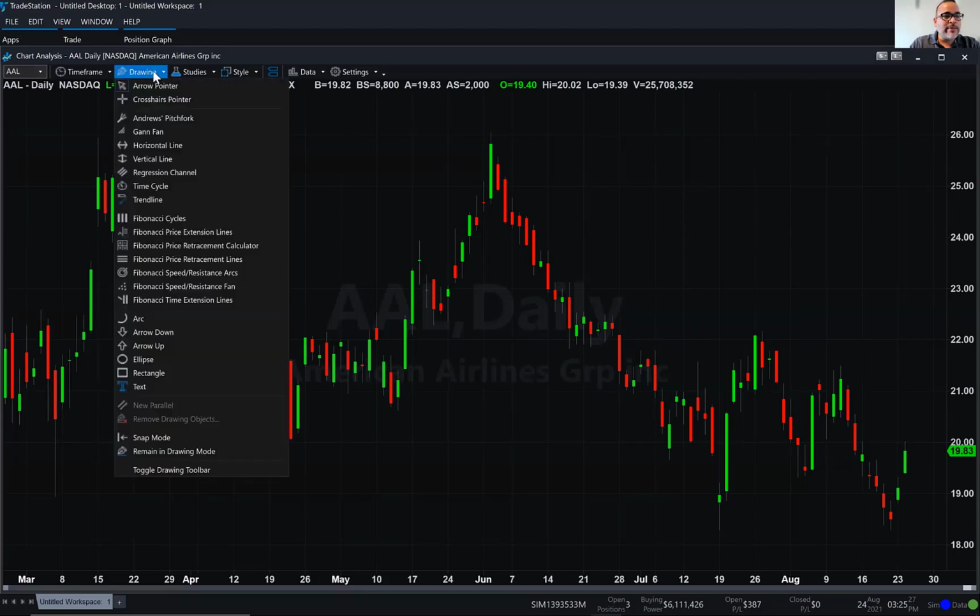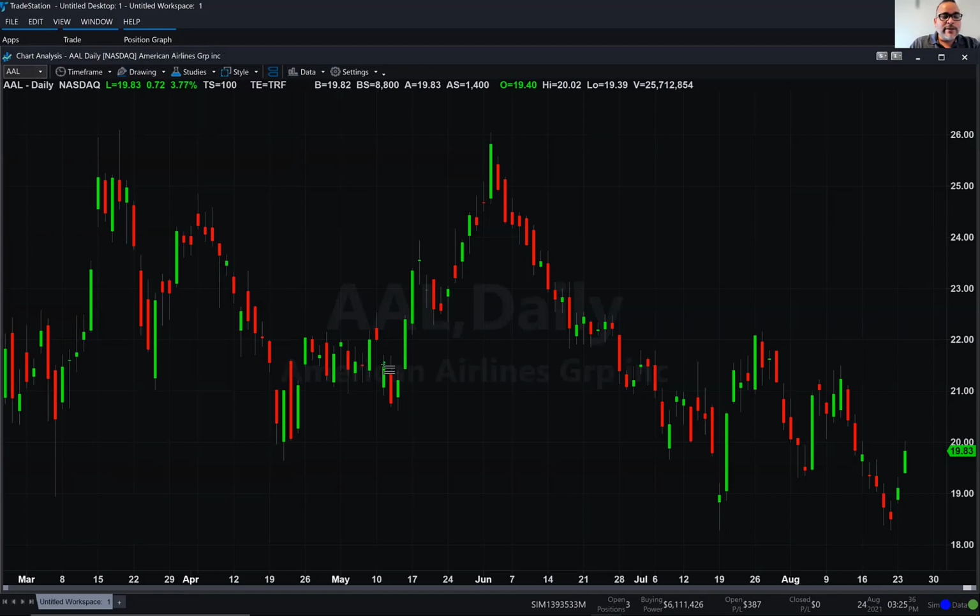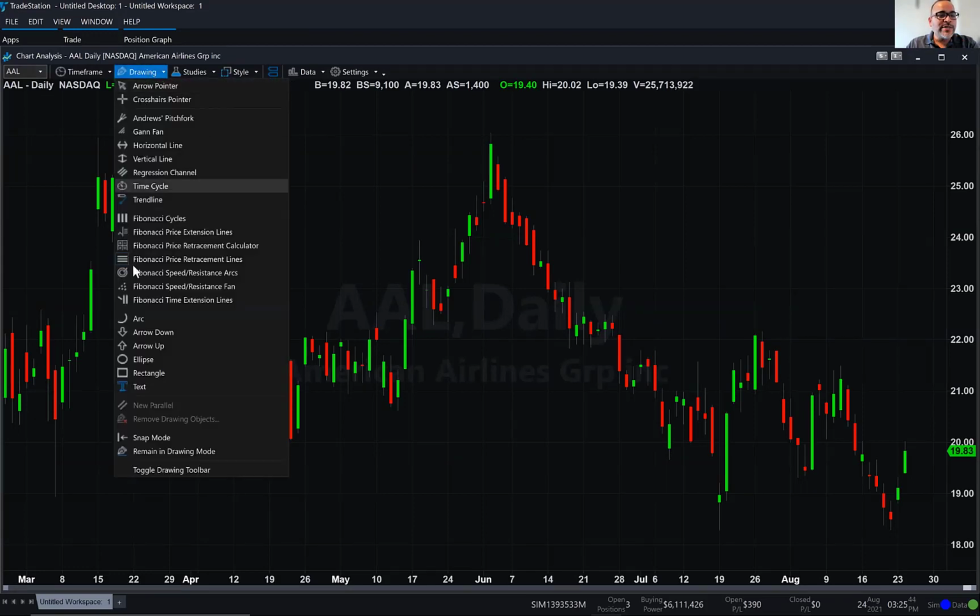So I'm going to go to the drawing menu, and I'm going to go to the Fibonacci price retracement lines. This is the one that we are analyzing right now, price retracement lines. In addition to selecting the tool, one thing that I like to do when I draw these Fibonacci drawing tools is to use snap mode.